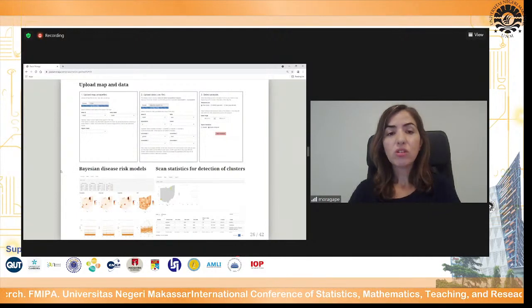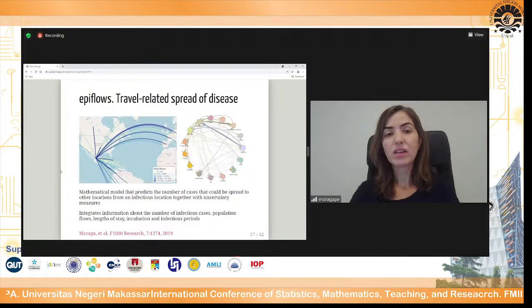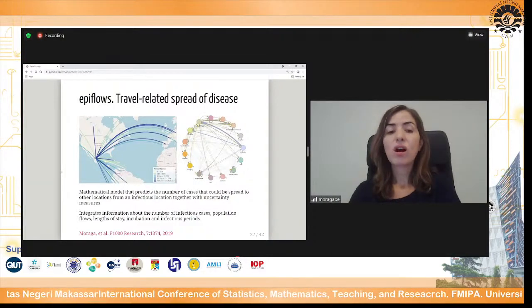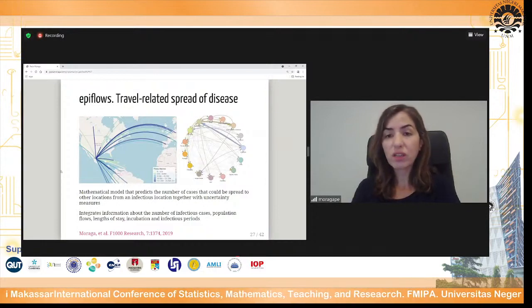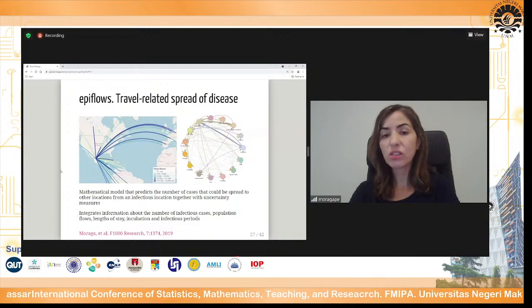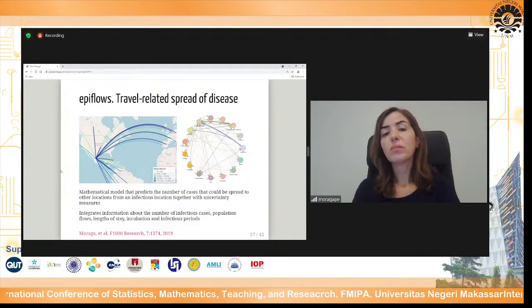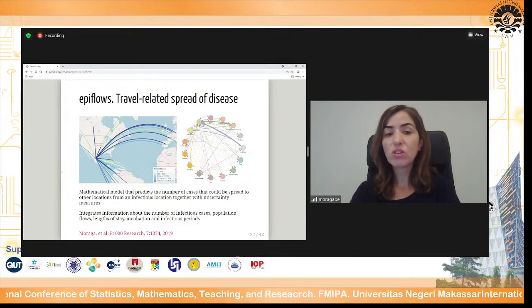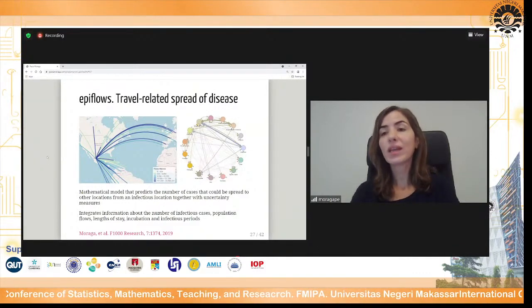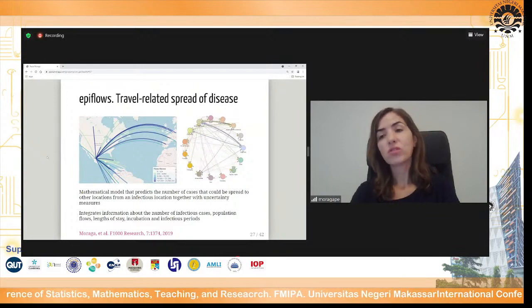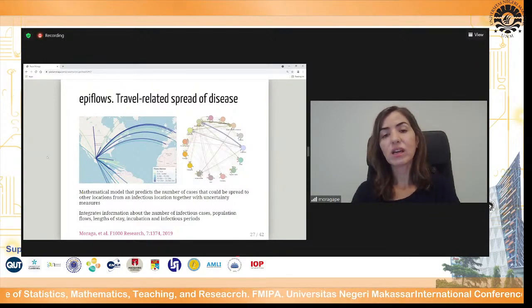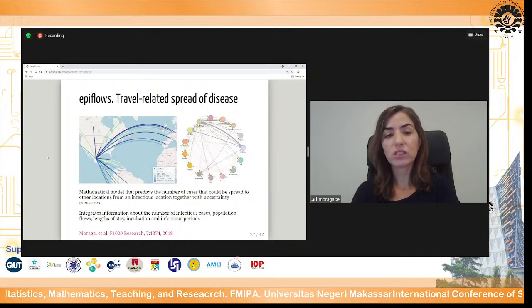I'm also co-author of a package called EpiFlows. This is a package for risk assessment of travel-related spread of disease. So, as you know, infectious diseases may spread beyond national borders. People living in one location can go abroad and infect people abroad. And also people that come to the infectious location for holidays, for example, can get infected. And when they return to their home countries, they can infect people in their home countries.